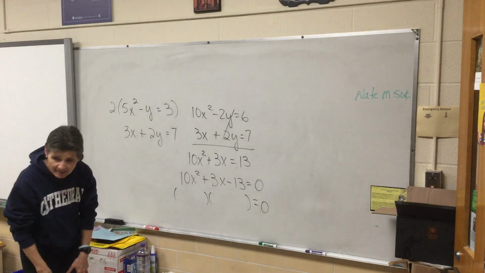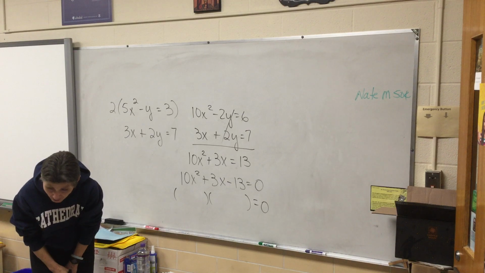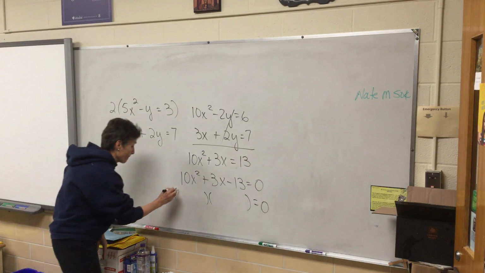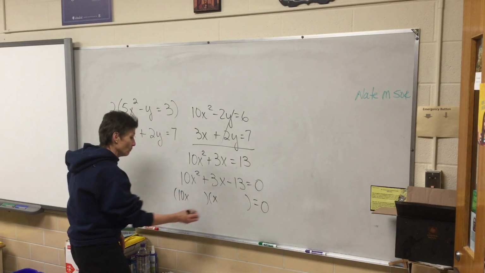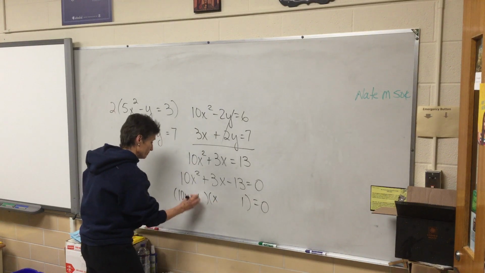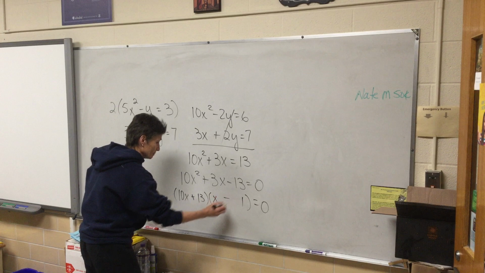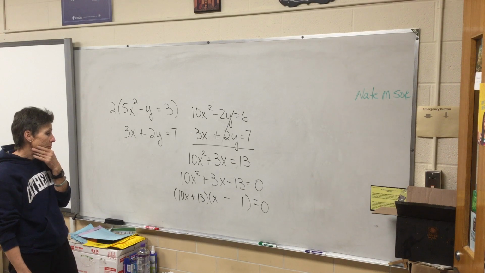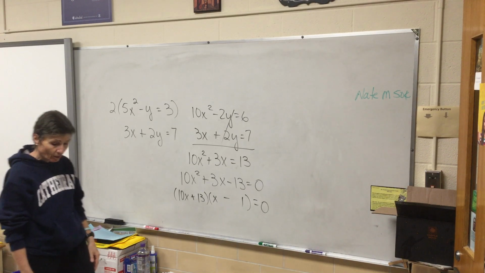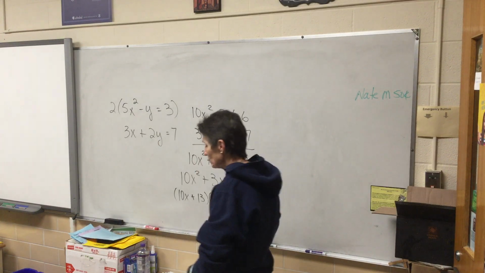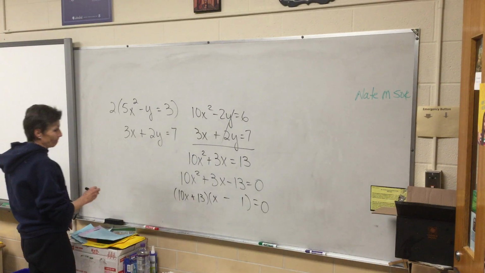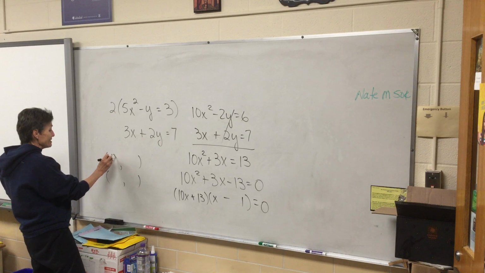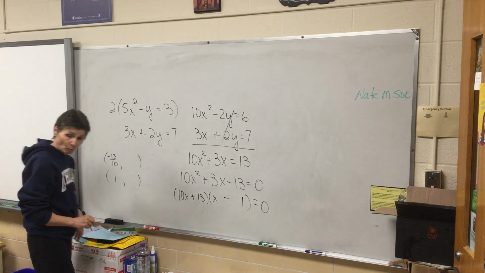Now remember though, if it doesn't factor, or if you can't figure out how to factor it, or if you just don't want to factor it, what could you do instead? Quadratic. Yeah, you could do the quadratic formula, for sure. Yep, that works. All right, now what? What does that mean? What does that tell me? Solve for x. Yep, so it tells me that x is either going to be negative 13/10 or positive 1.